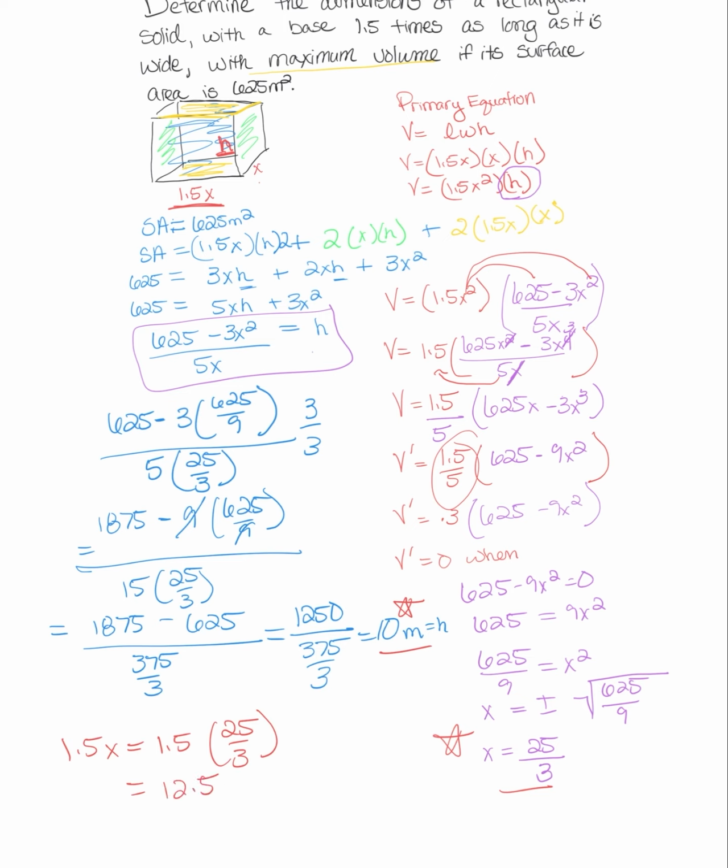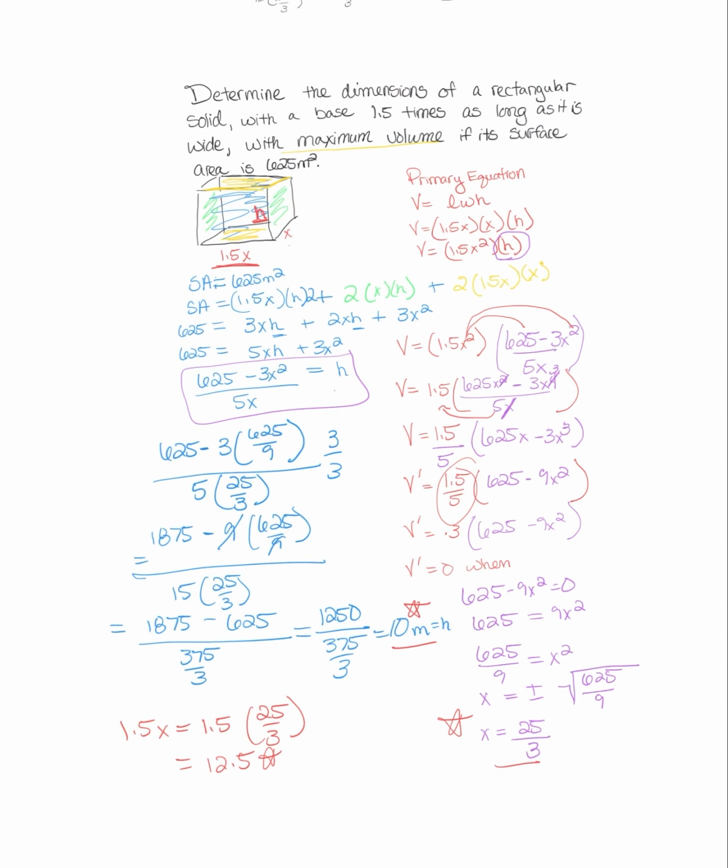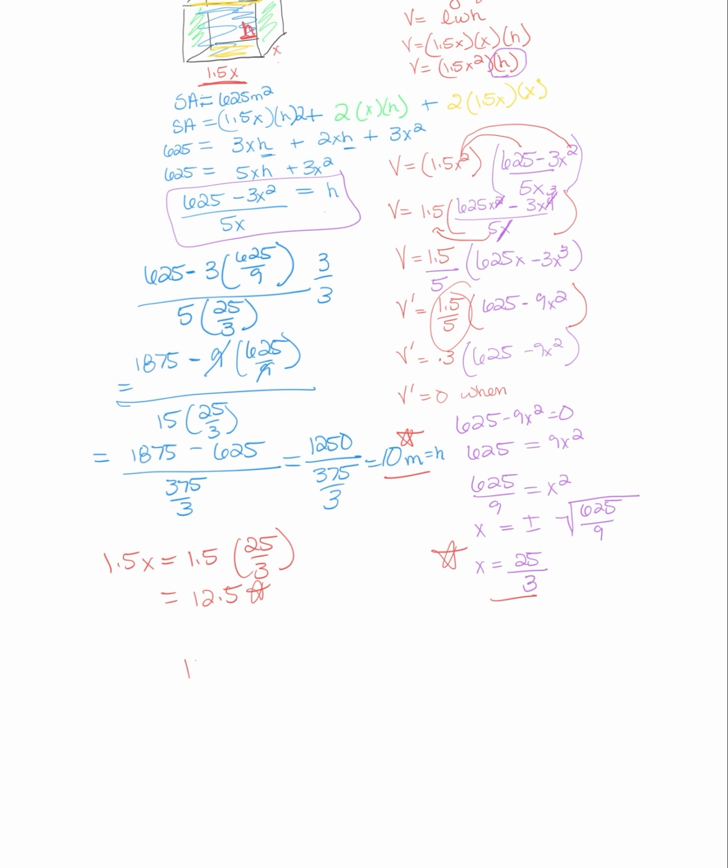And so our dimensions then are going to be 12.5 meters, don't forget your units, times 10 meters. Well, let's do width. That was length. I don't think it really matters. 25 over 3 meters times our height, which is 10 meters. And there you go. That's going to be your answer for this one.